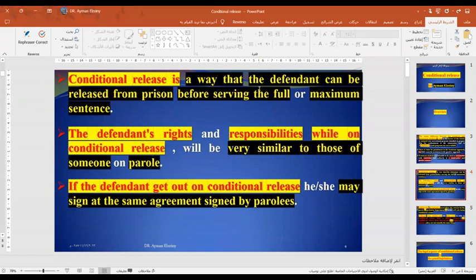So the defendant's rights and responsibilities while on conditional release will be very similar to those of someone on parole. Parole carries the same system, the same philosophy, but is applied in the Anglo-American system. In Egyptian penal law, conditional release is provided instead of parole, or as another figure of parole. So if the defendant gets out on conditional release, he or she may sign the same arrangement signed by parolees.